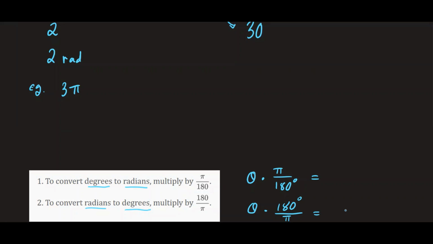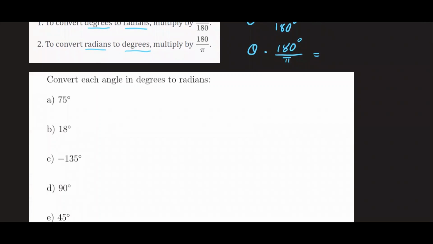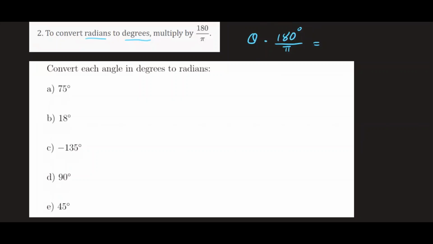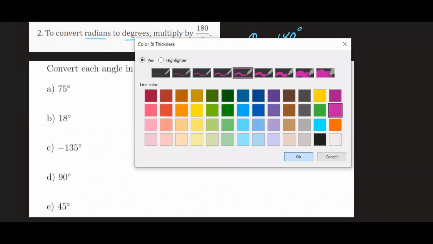Okay, so now that we know the rules, let's do a couple of examples for converting. So I have a couple of examples here. We want to convert each of these angles into radians. They're given in degrees, that's why they have that little circle as an exponent, which indicates that they're in degree measure. So you want to go to radians. For example, for A, we want to convert 75 degrees into radians. So we're going to follow the rule and carry it out.